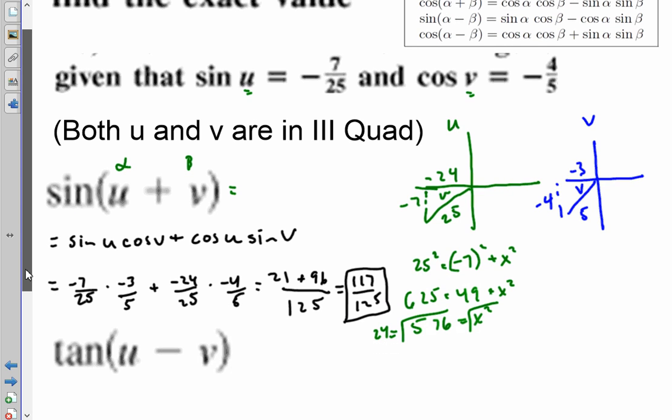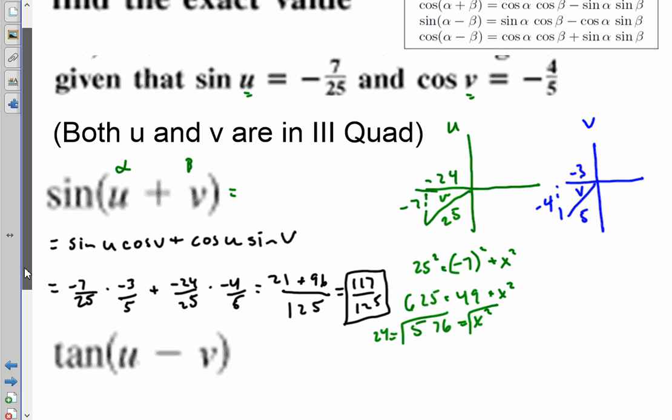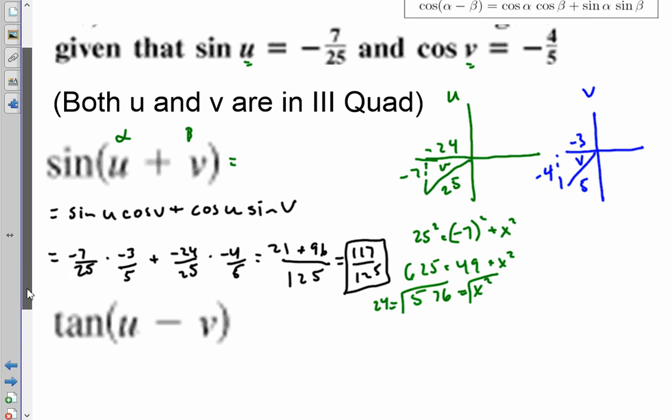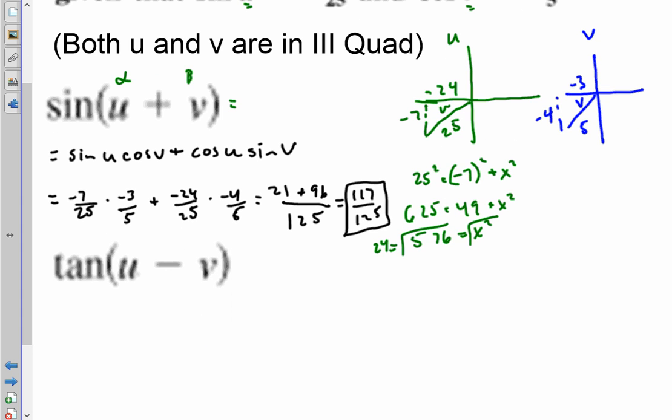Now let's try tangent. The tangent of u minus v. Well, what we know is the tangent is the same thing as sine over cosine, so sine of u minus v over cosine of u minus v.